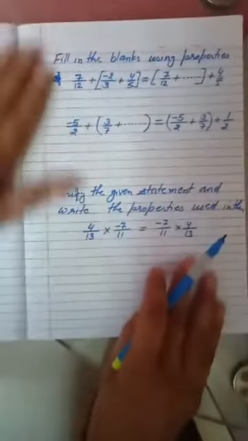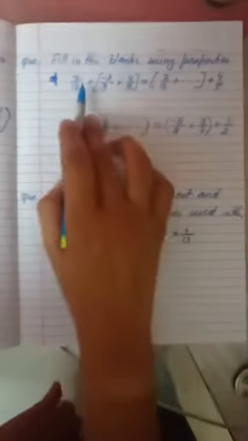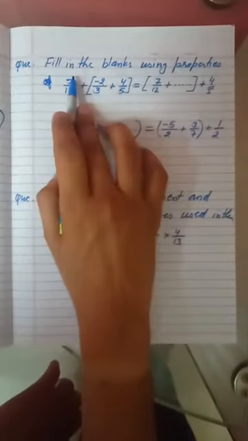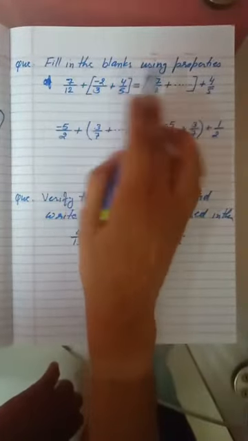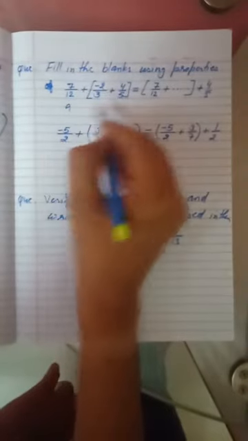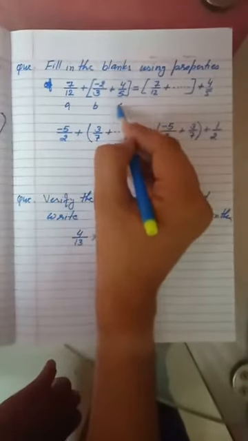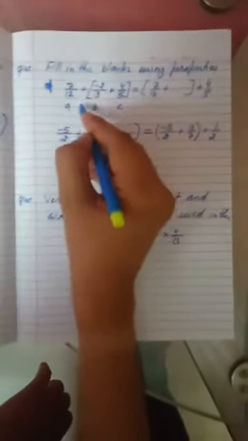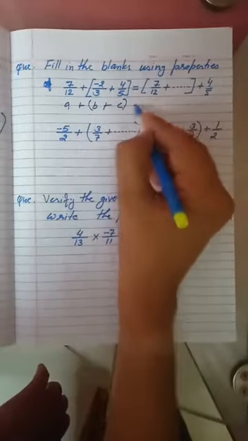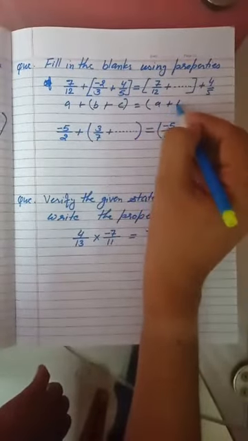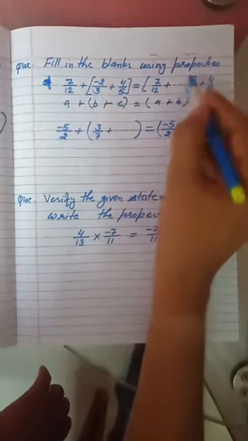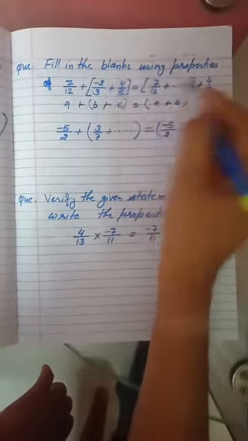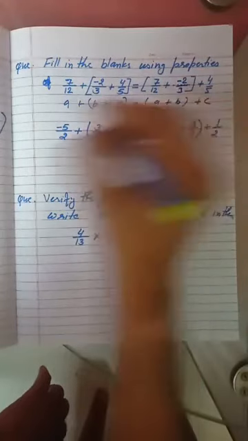Okay, now some examples for your questions. You will get this type of question, also fill in the blanks using properties. Now the condition is given to you. This condition is, 7 upon 12 is A, minus 2 upon 3 is B, and 4 upon 5 is C. So you just see this is the associative property, A plus B plus C. So this condition is A plus B plus C. Now which number is coming here? It is B. B is minus 2 by 3. Is it clear?